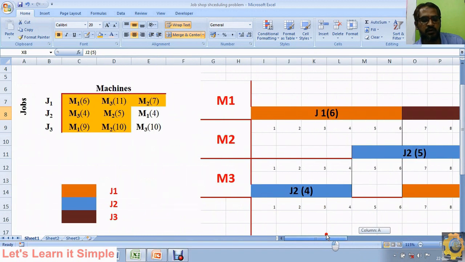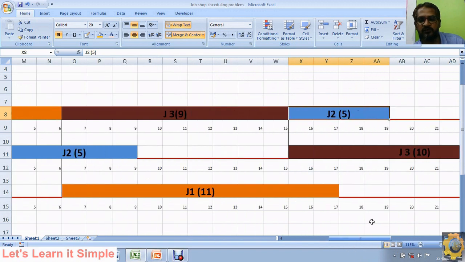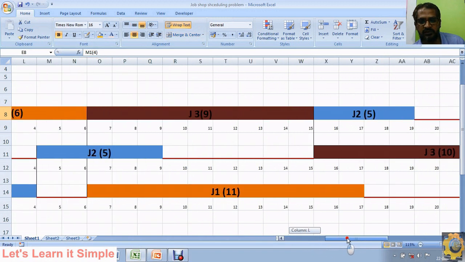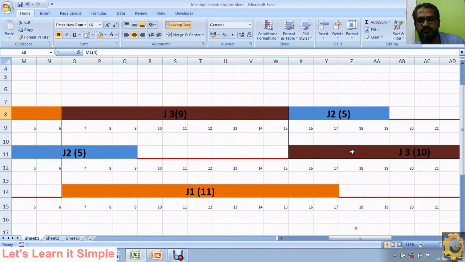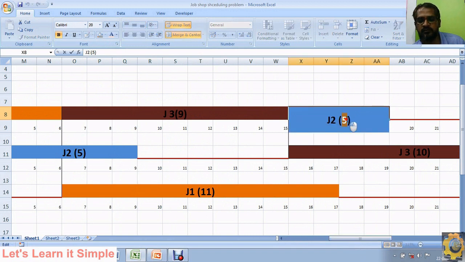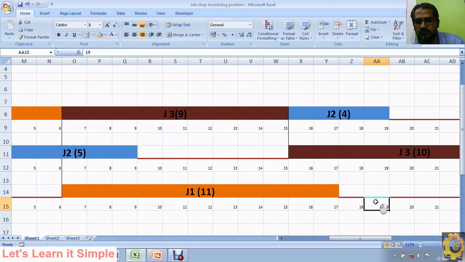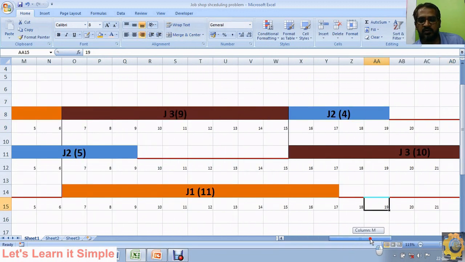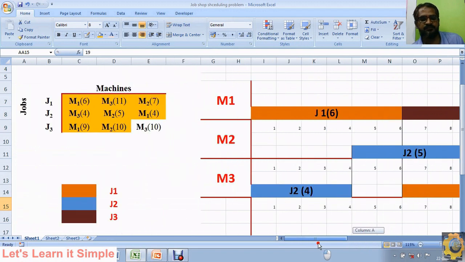Job 2 on machine 1 with the time unit of 4. So it is also done. Job 2 machine 1 time unit is 4. You can see, right? Time unit of 4. So it is done.